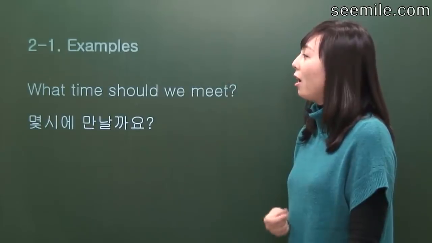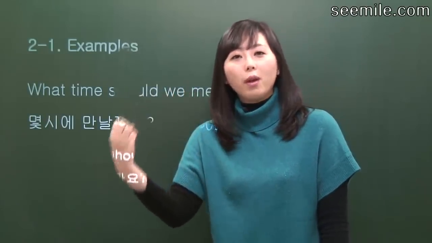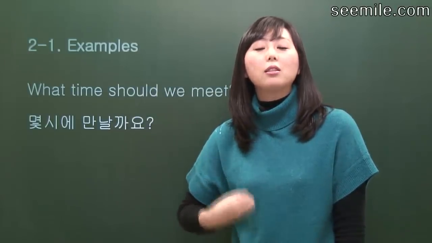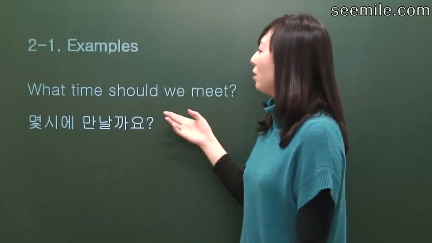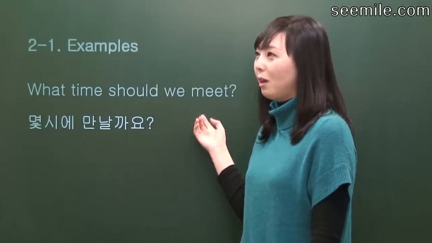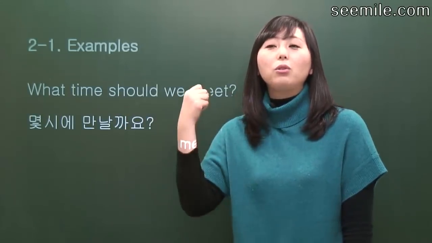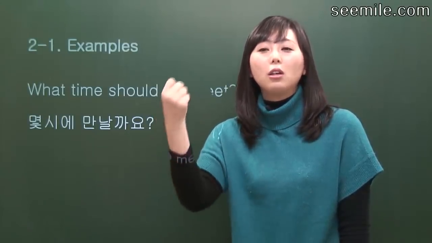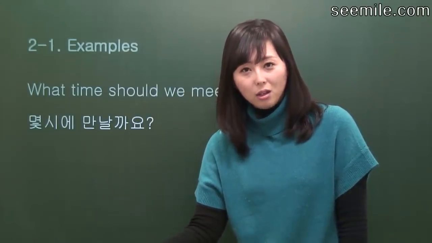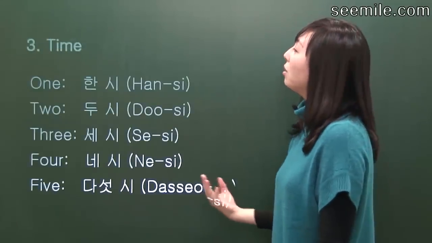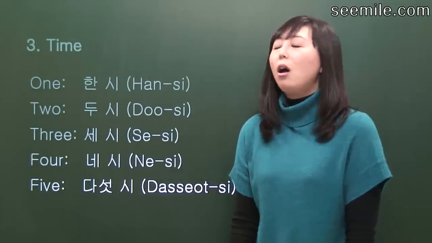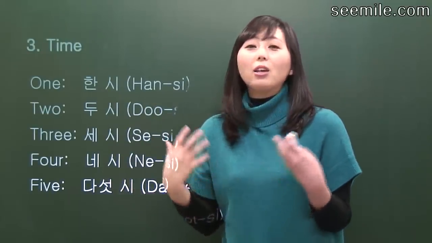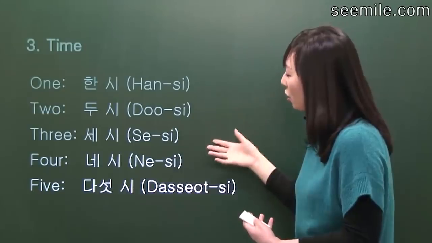Good. And now, you ask your friends, do you have time tomorrow? And your friend said yes. And you ask another question, what time should we meet? Then, you have to tell them what time exactly you're gonna see your friends, right? That's why I prepared a timetable here. Oh my god, it's too long. How possibly could I remember these each numbers.